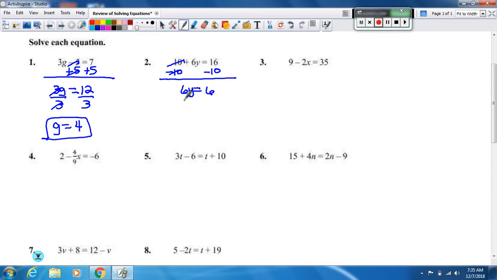This is 6 times y, so the opposite of times is divide. So I'm going to divide both sides by 6. Top cancels with bottom. y equals 6 divided by 6, because a fraction is division. 6 divided by 6 is 1.